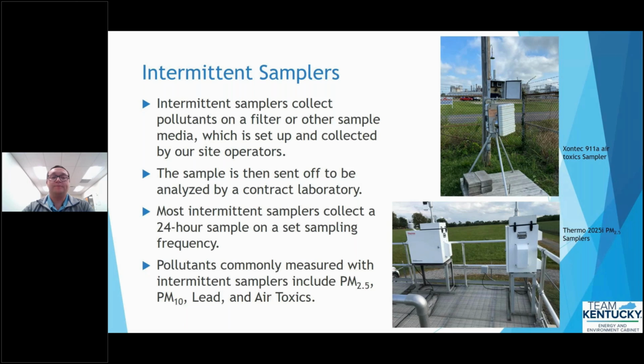Most intermittent samplers collect a sample for 24 hours on a set frequency, and the sampling days that they run are determined by the EPA on a national level, so that each sampler across the country all sample on the same days for data comparisons. Pollutants commonly measured with intermittent samplers include PM 2.5, PM 10, lead, and air toxics.